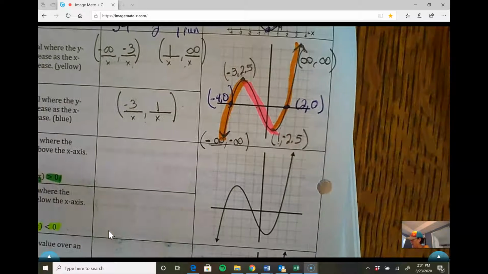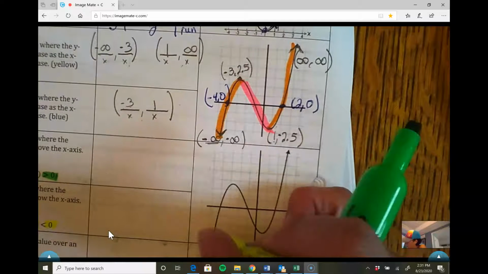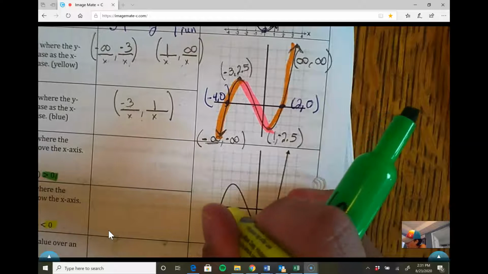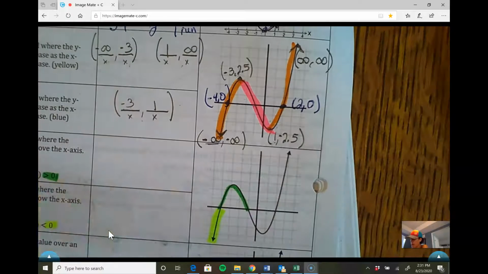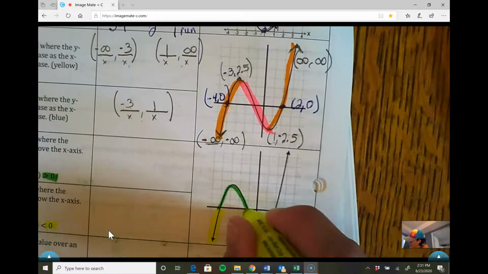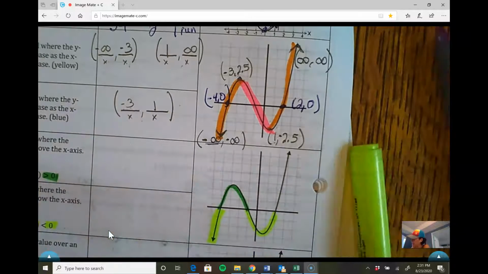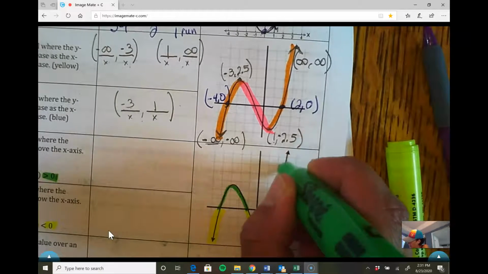Going left to right, all the y values are negative. And in this little blip, all the y values are positive. Now all the y values are negative, and here all the y values are positive.